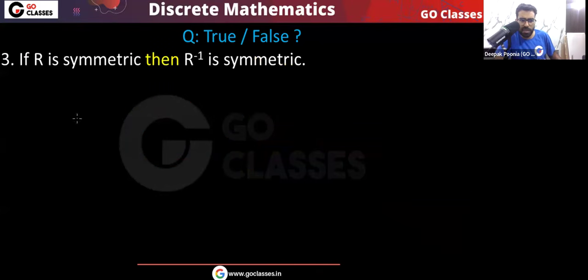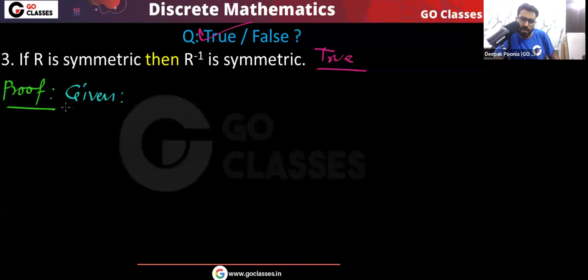Let's see statement 3. If R is symmetric, then can I say R inverse will be symmetric? Yes, this statement is also true. If relation R is symmetric, then R inverse also will be symmetric. How can I prove it? Let's see the proof. What is given to us? It's given to us that R is symmetric.